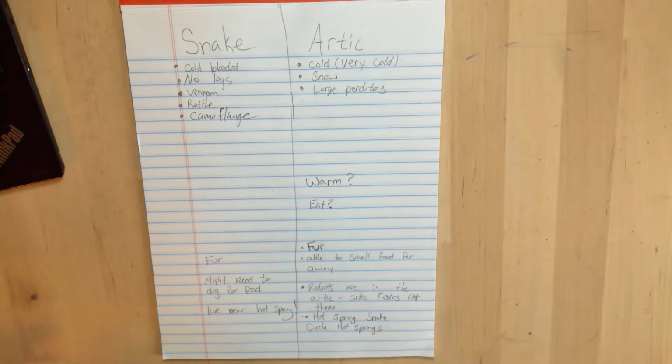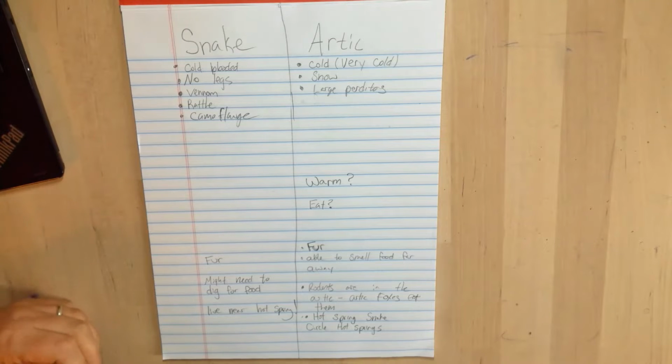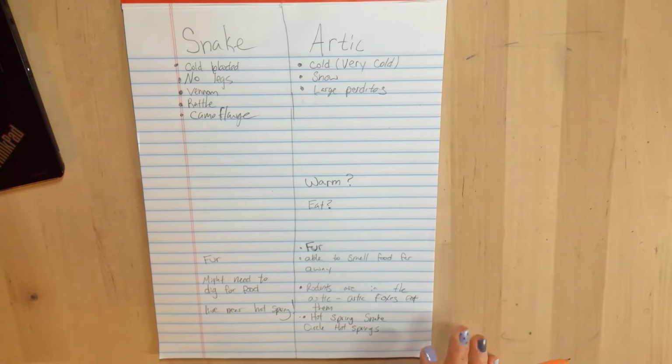I learned that there is actually a type of snake that lives in the Himalayas in hot springs, and that there are hot springs in Alaska, which is part of the Arctic, that there are rodents that Arctic foxes eat, and that a lot of animals use thick fur to keep warm in the Arctic. So over on my side here, I wrote down lots of adaptations or things that I thought my snake might need if it's going to live in the Arctic. And now it's time to do our brainstorming.